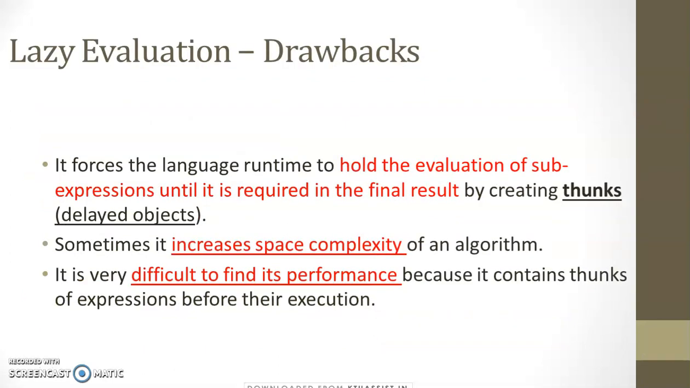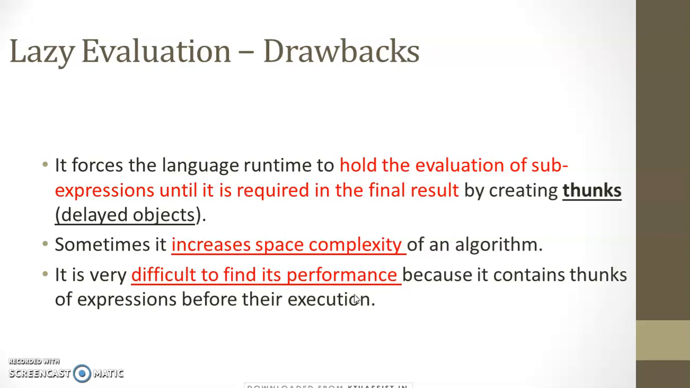It forces the language runtime to hold the evaluation of a sub-expression until it is required in the final result, by creating thunks or delayed objects. So if we are creating delayed objects, we call them thunks. That is, when some expression is given, it will be treated as a delayed object. If an expression needs to be left unevaluated, we need to create a group of delayed objects. What it results in sometimes is an increase in the space complexity of the algorithm.